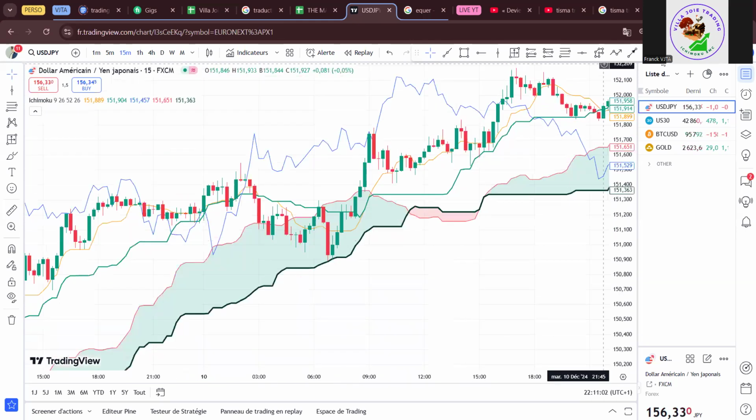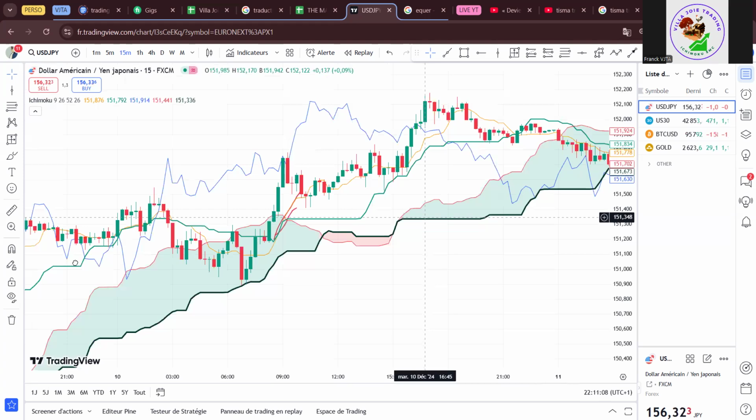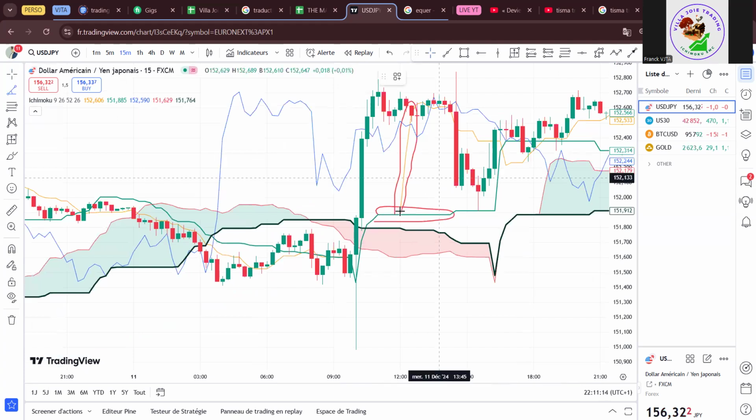In the back here, see how Kijun was following Tenkan. Tenkan was going up, Kijun was going up. But for this one, when this economic news happened, Tenkan went alone to the upside by an angle of more than 80, almost 90 degrees. This is my angle tool. This is 85 degrees to the upside.